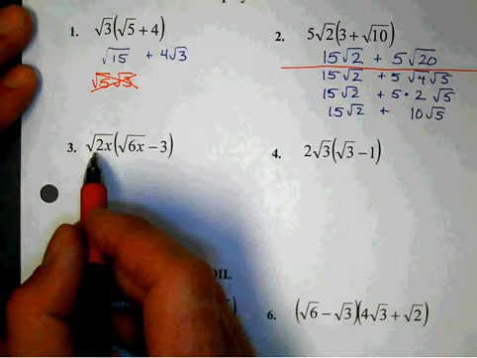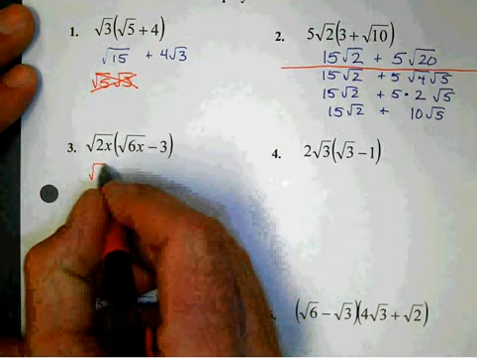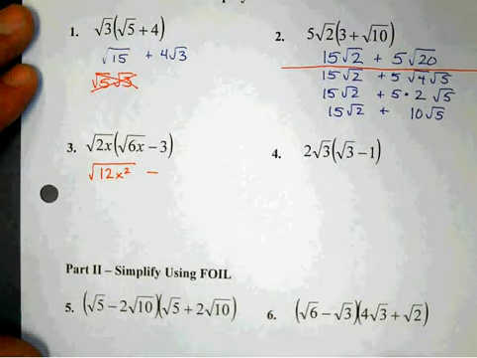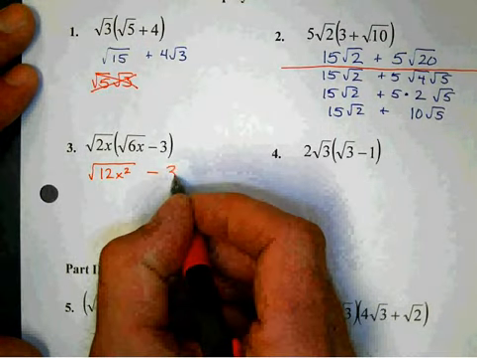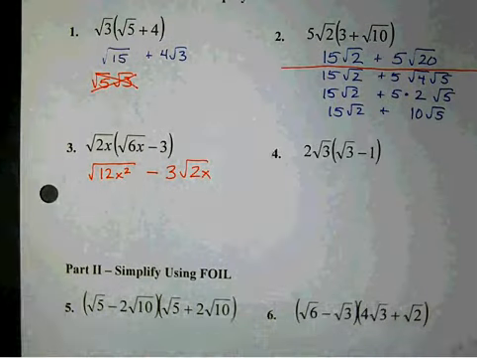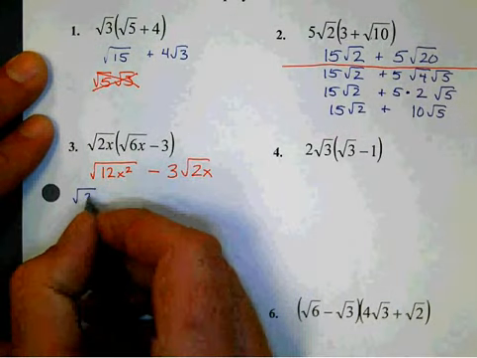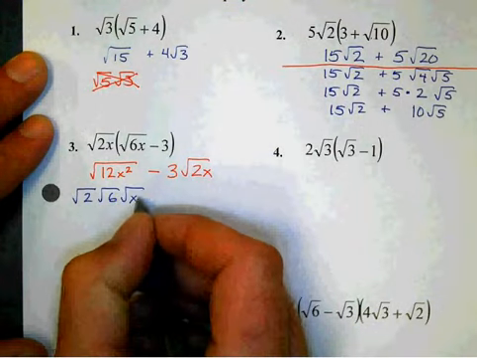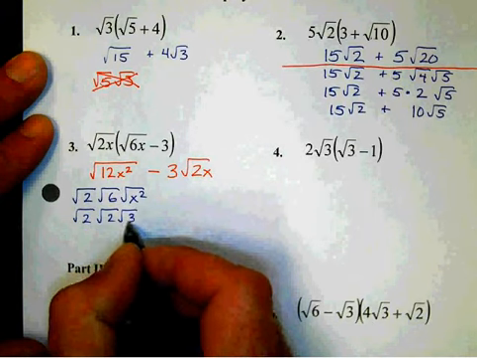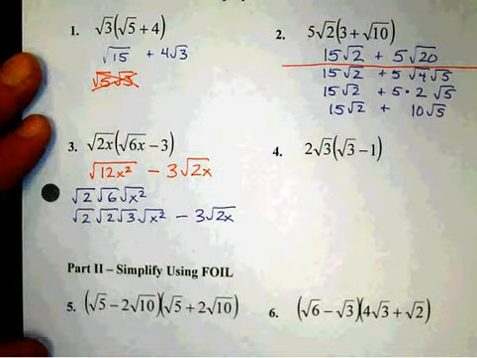Look at this next one. Root 2x times root 6x. Multiply those two and you get root 12x squared, minus 3 root 2x. Now we analyze. Look at that first radical. Does the 12 break down? It sure does. 2 and 6. What about the 6? 3 and 2. Minus 3 root 2x.